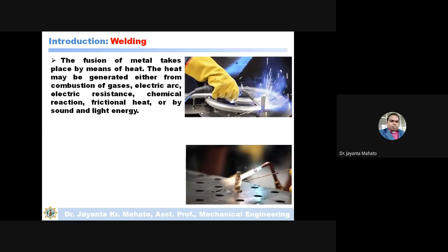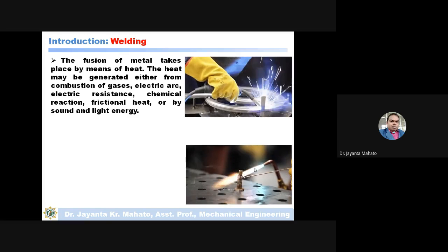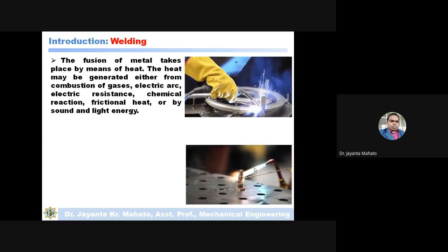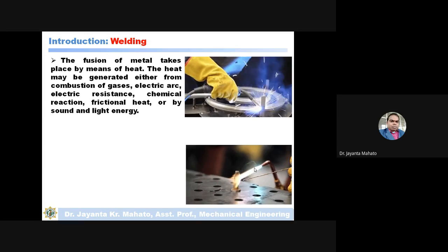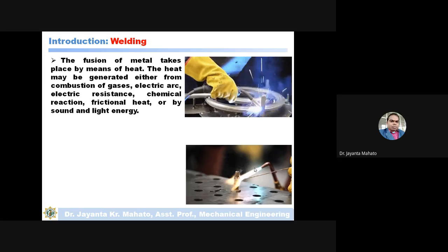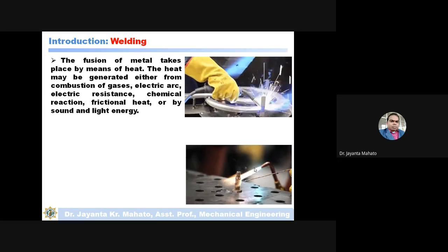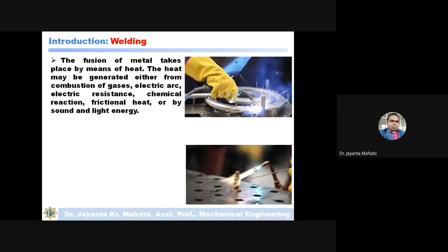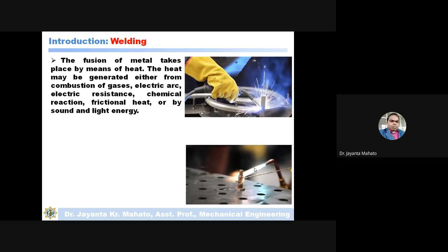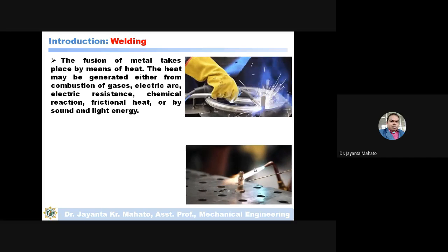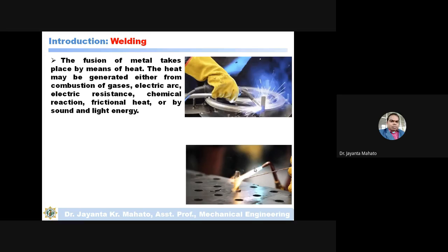And in this case the setup is like that. The tool will rotate between, suppose, aluminum and another material, two dissimilar materials joined by friction stir welding. Then the tool will rotate, and the aluminum material will melt due to the friction. When very high friction is generated at the tool contact area, due to this heat the aluminum will melt, and this melted aluminum will stick with the other material. Okay, or by sound and light energy.